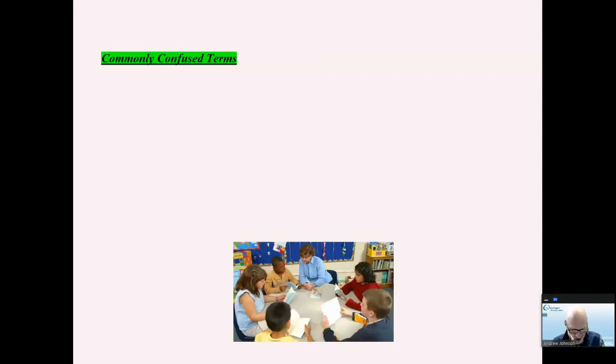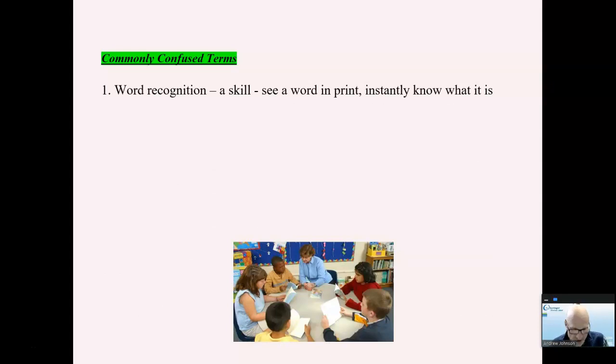Commonly confused terms. Word recognition is a skill. You see a word in print and you instantly and automatically know what it is. You use no or very few letter clues or context or syntactic clues. This word is in the dictionary in your head. You see it and you know exactly what it is. That is word recognition. It's a skill you develop. Automaticity, so you do it automatically.